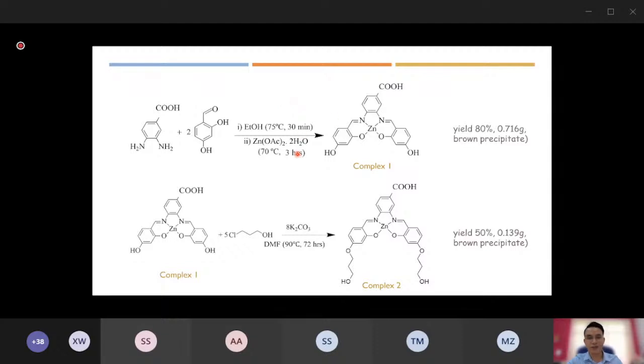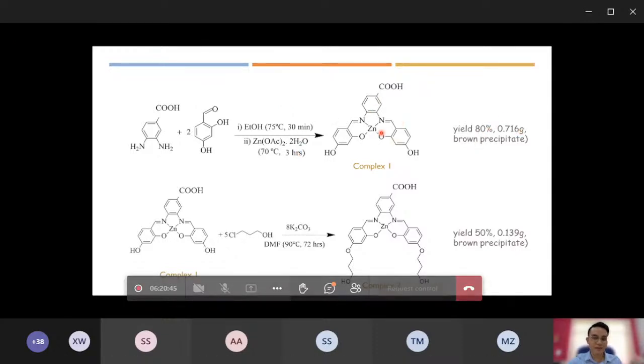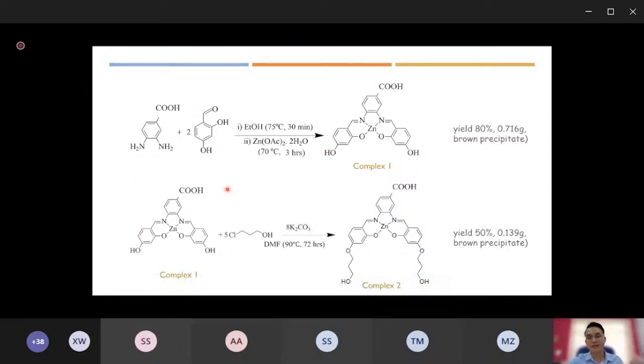It took around 3 hours to get this product, a very good amount, 80%, and then this complex was subjected to another addition of a side chain, the hydroxypropyl side chain, for about 3 days. With the presence of chloropropanol and potassium carbonate, we got complex 2 with quite a good yield, 50%, as a brown precipitate. So this is our desired sensing material.